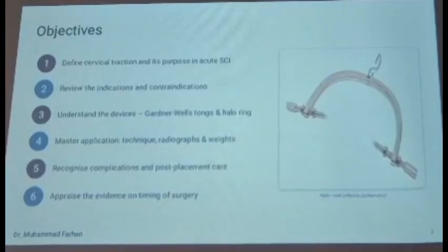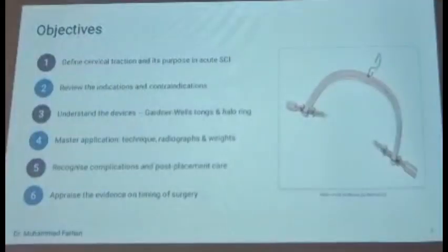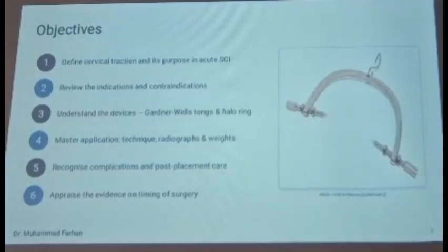So we are going to discuss cervical traction and its objectives and its purpose in spinal cord injury, and we are also going to review the indications and contraindications of cervical traction, understand what the different types of cervical traction are, how to apply cervical traction, what the different techniques are, and recognize complications and post-op placement care of cervical traction. And then we are going to have a look over the different timings of surgeries, early versus late in spinal cord injuries.